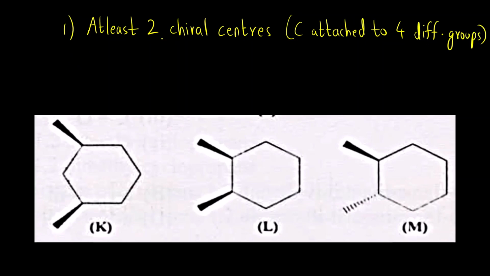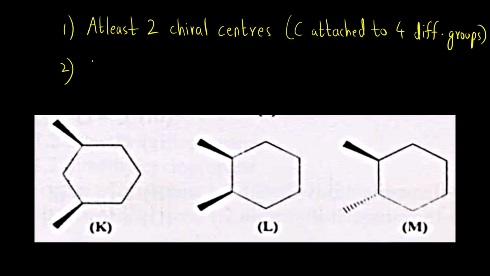At least means a minimum of two should be there. More than two are also possible. I will provide the link in the description, you can see that video. In that I had explained in detail the examples of meso compounds with 3 and 4 chiral centers.